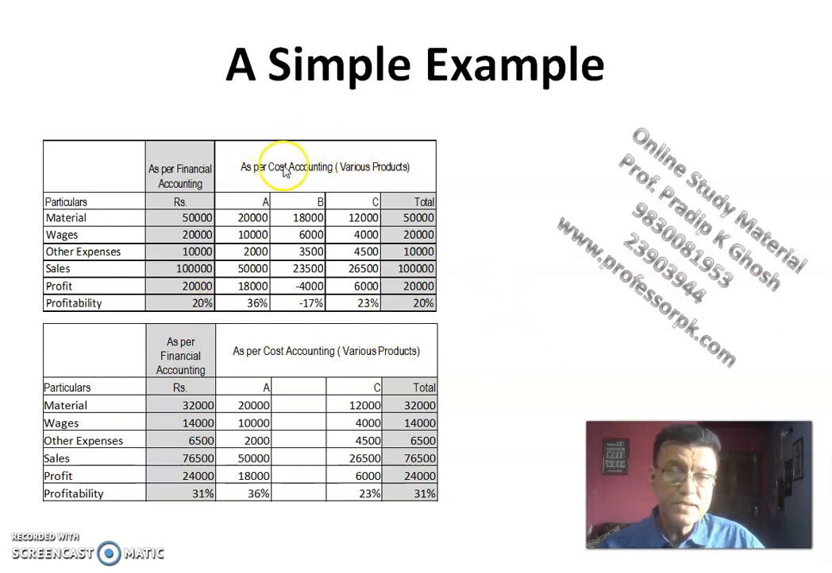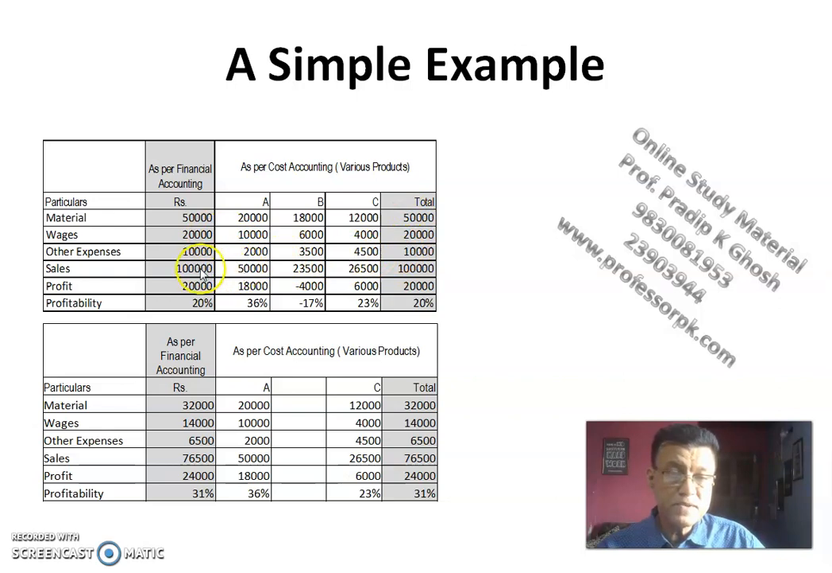But if you analyze this cost into the 3 products A, B and C that the company is producing, then you will find the following data. Say material 20,000 for product A, 18,000 for product B and 12,000 for product C, totaling to 50,000. Similarly, wages 10,000 for product A, 6,000 for product B, 4,000 for product C, totaling into the same 20,000. And other expenses are also split accordingly.